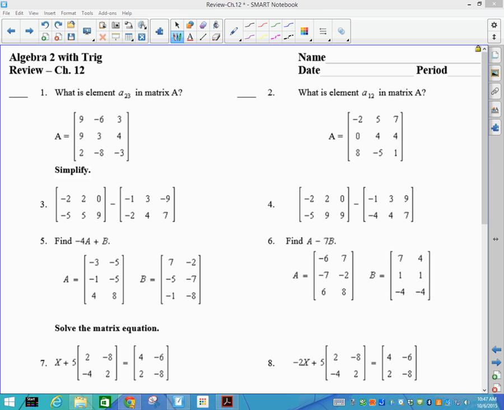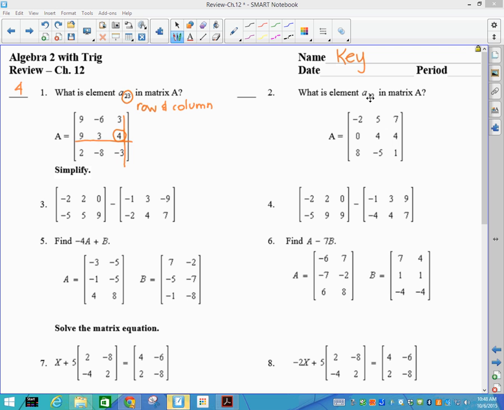Okay, this is a review of our review guide for chapter 12, which is matrices. To start off with, what is element A sub 2, 3 in matrix A? What this number is telling you is which row and which column the element is in. So it is in row 2 and column 3. The intersection of those two is the 4. So the answer to this problem is 4.